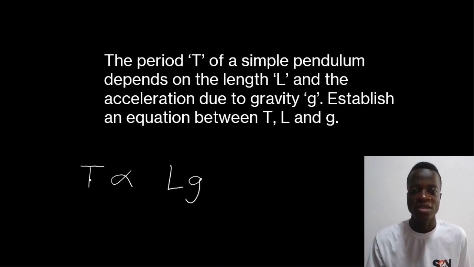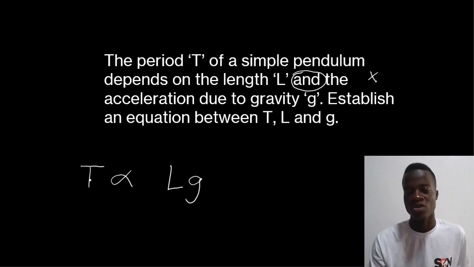Notice that when they say "and", we'll learn that later in mathematics, when you say "and" you are basically doing multiplication. So it depends on the length L and g, so L times g, probably that's what we have currently. So now this is the expression that we are getting. They say the period T depends on L and g, and they told us what they are: T is a period, L is a length, and g is acceleration due to gravity. You know all these quantities, but then you need to know how they are related.